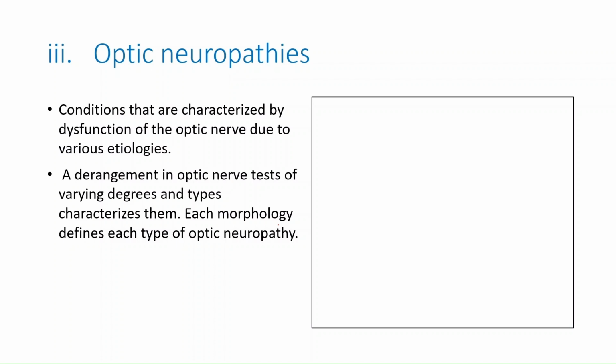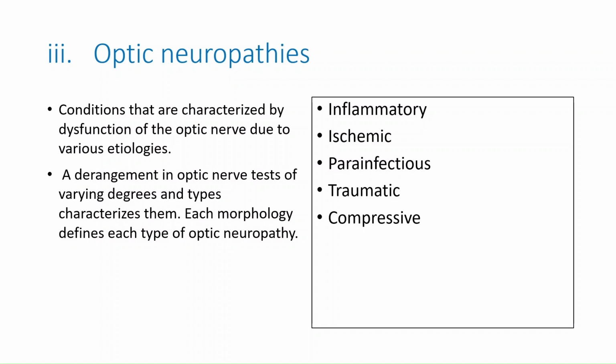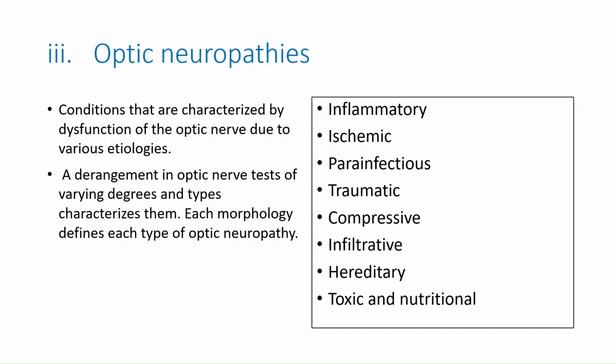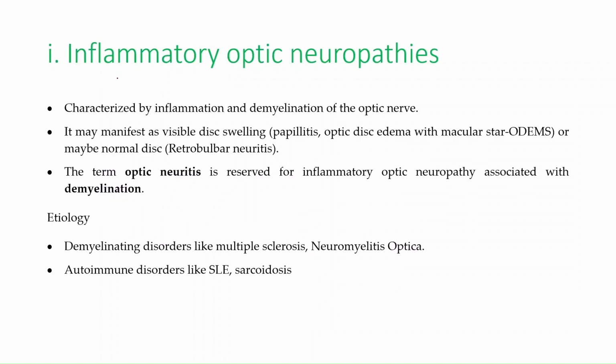These are conditions that are characterized by dysfunction of the optic nerve due to various etiologies. There is derangement of the optic nerve function tests, and depending on what they are, seeing the clinical profile, we can identify the underlying etiology. So the causes are inflammatory, ischemic, para-infectious, traumatic, compressive, infiltrative, hereditary, and toxic and nutritional. I'll be dealing only with the important ones here.